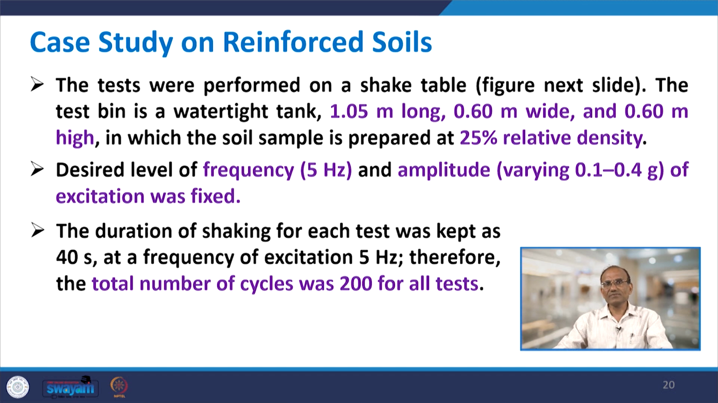The desired frequency of 5 hertz and an amplitude varying from 0.1 to 0.4 g of excitation was fixed. The duration of shaking for each test was kept at 40 seconds at an excitation frequency of 5 hertz. Therefore, the total number of cycles was 200 for all tests. Because 5 cycles per second for 40 seconds gives 200 cycles of loading for all the tests.